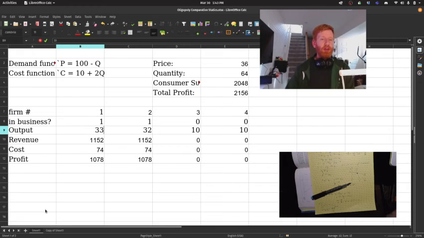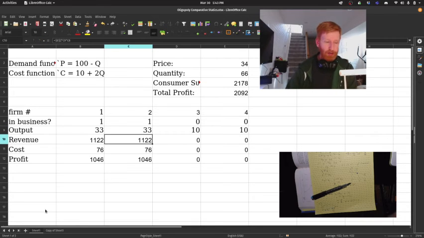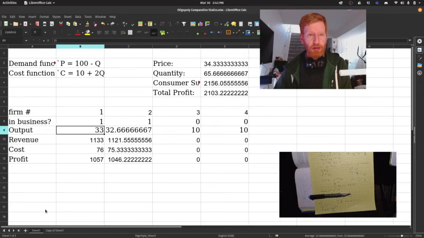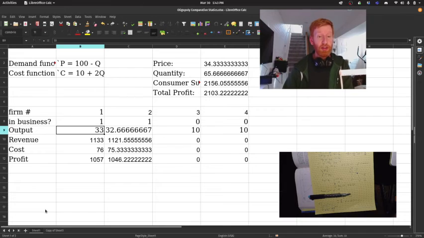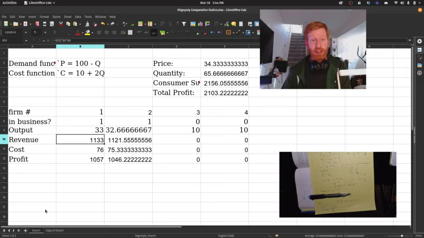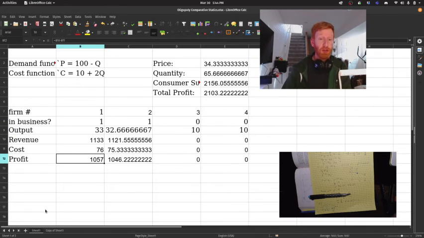So 33, okay, it's about there. This should be 98 over 3. So let's put that in. 98 divided by 3. There we go. So it's a little bit less than 33. If they're both producing this, what happens if we go to 33? 1057 and 11 cents goes down to 1057 and 0 cents. So producing more, you lose 11 cents of profit.